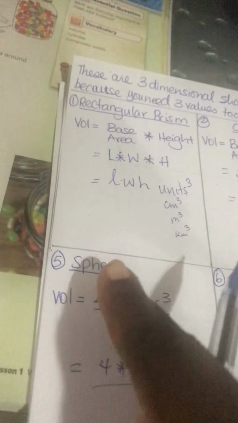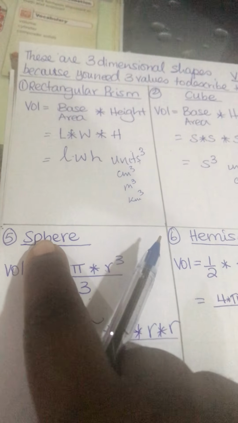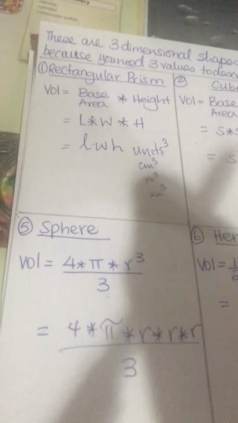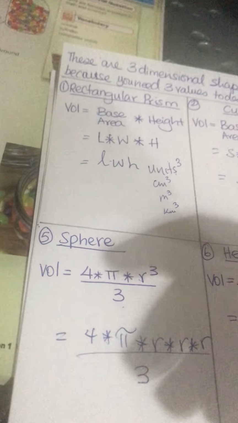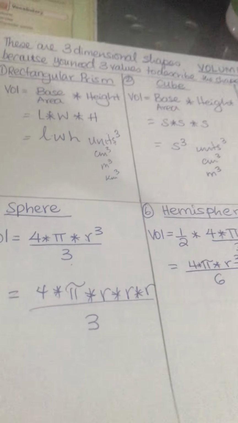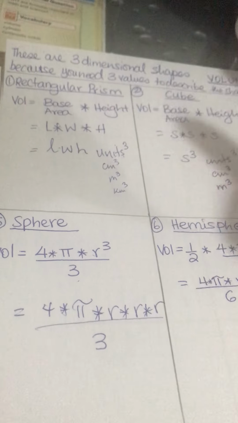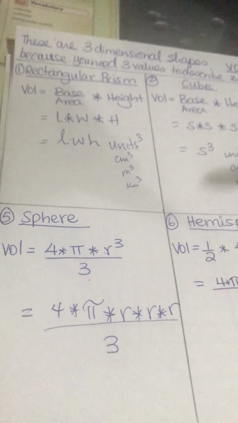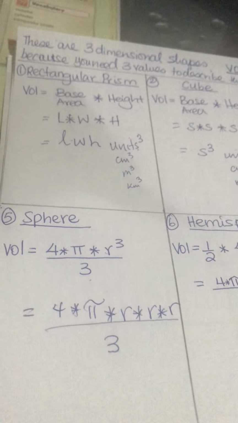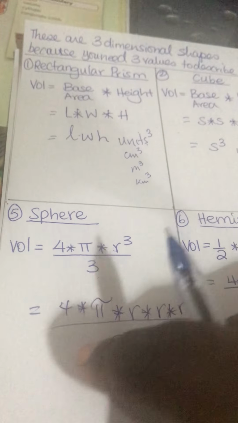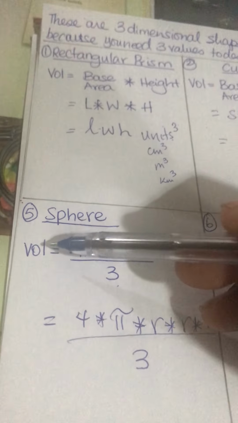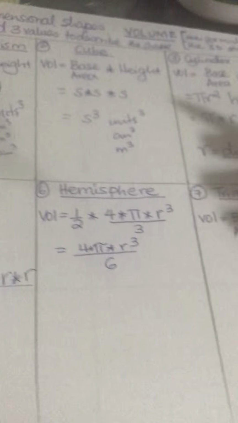A hemisphere is half of a sphere. So your sphere is like your tennis ball, your basketball, your soccer ball, football. Anything that is looking like a ball that you kick. Like the globe, like the planets. All these are spheres. Okay? And if you want to find their volume, this is the formula.